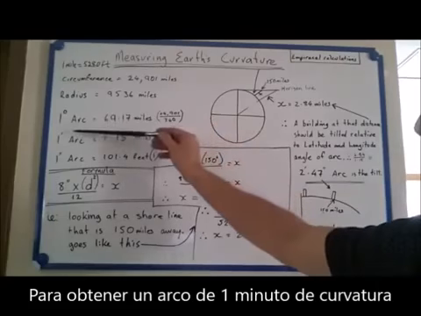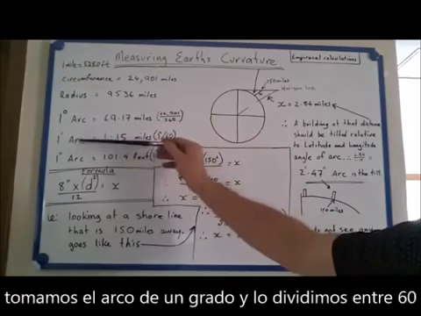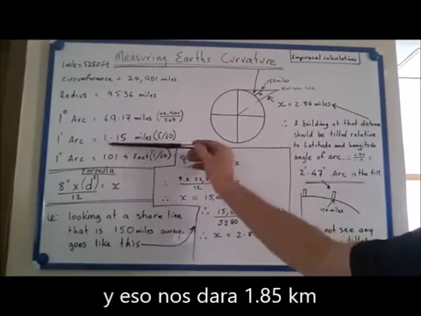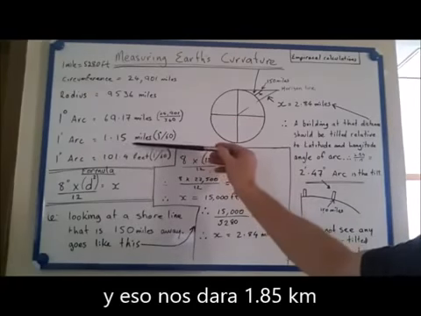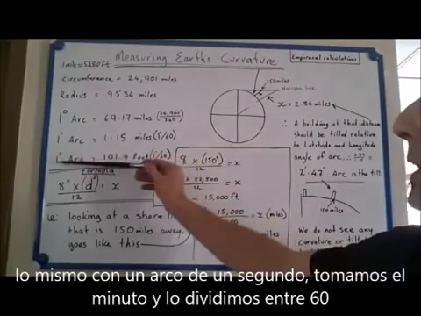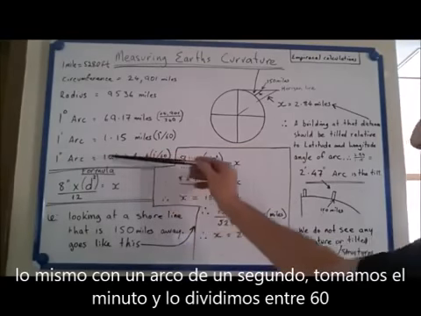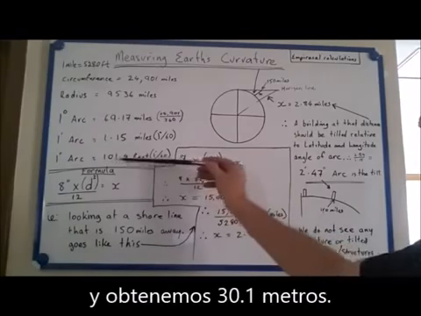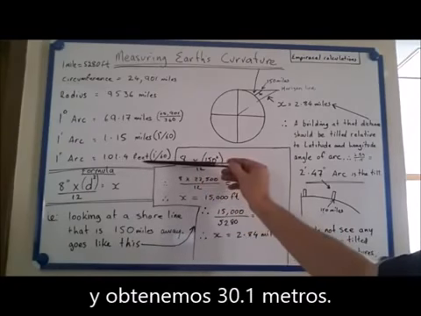To get 1 minute of arc curvature, we take that 1 degree and we divide it by 60, and that will give us 1.15 miles. Likewise, with 1 arc second, we take the minute and divide it by 60, and we get 101.4 feet.